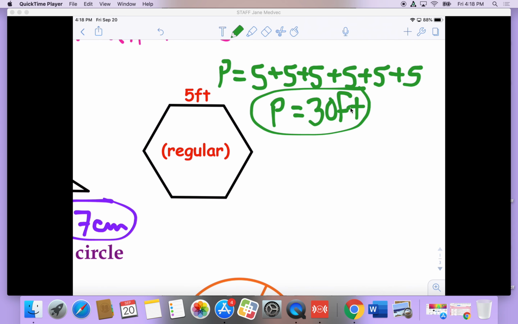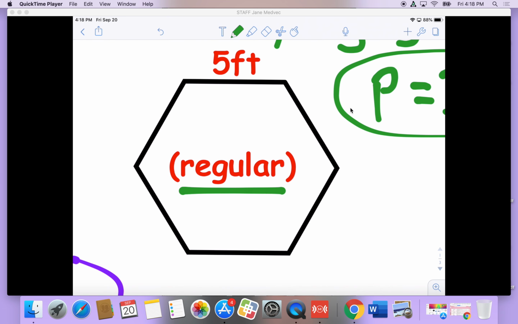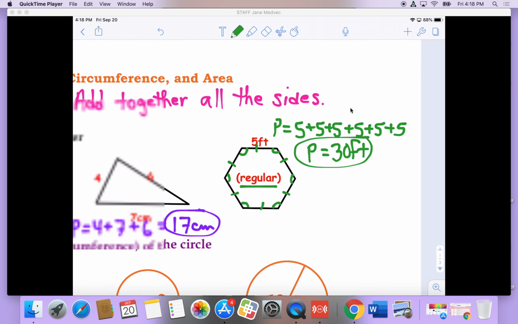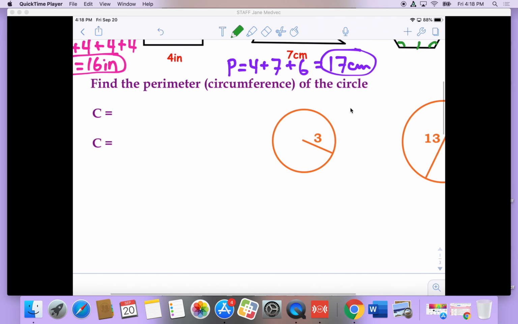Now, let's just briefly look at the word regular again. Regular polygon, what that would mean is that all the sides are the same length. It also means that all the angles are the same measure. So just kind of a heads up, again, what regular means. All right, let's move on to circles.